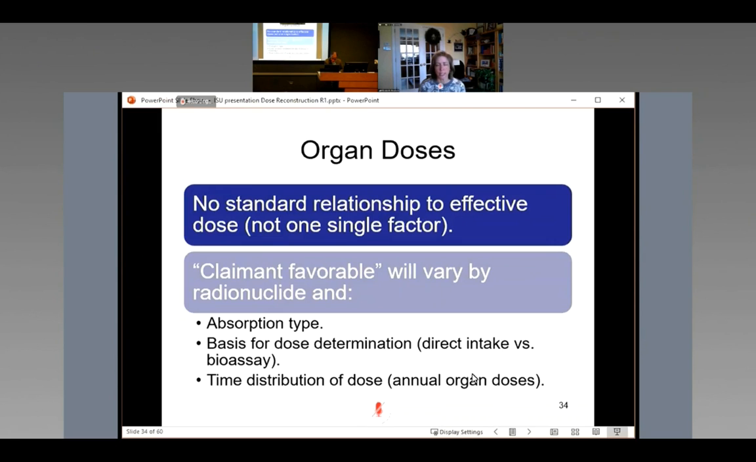So that's looking at the annual organ doses. And we're not looking at 50 years, we're looking at just the time from start of exposure to the date of diagnosis. So it can make a difference if that's 3 years or 30 years, depending on the nuclide's half-life, as to what's going to come out to be claimant favorable.